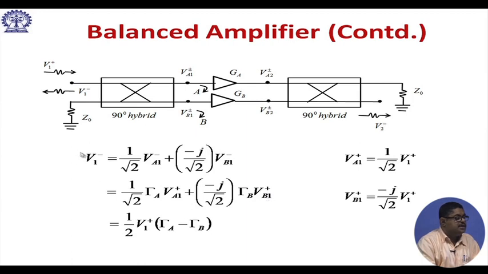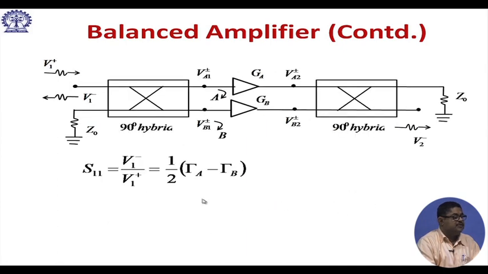So, if you put that, then we get V1 minus is equal to V1 plus into, you can take gamma A and gamma B common. So, it is gamma A minus gamma B. If these two are identical, then V1 minus is equal to 0. So, you see that though there are reflected signals from the individual ones, with this balanced one I am getting V1 minus by V1 plus is this. So, what will be my S11? S11 will be gamma A minus gamma B by 2. So, S11 is half gamma A minus gamma B.